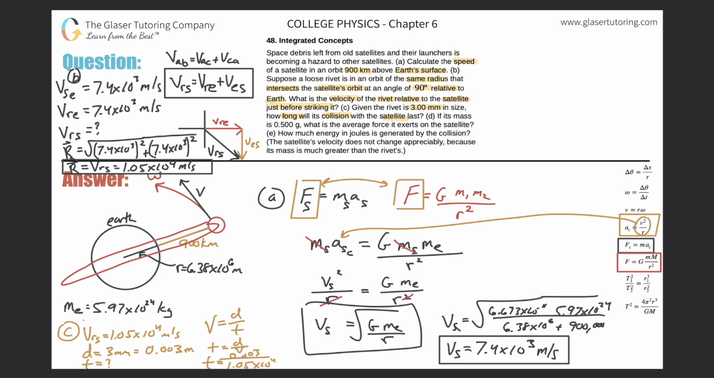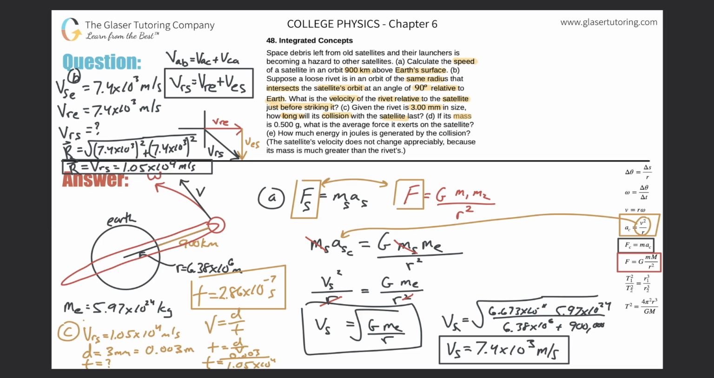And I'm going to put the time right above here. All right. So 0.003 divided by 1.05 times 10 to the fourth, and we get a value of 2.86 times 10 raised to the negative 7, and that's in terms of seconds. All right, letter C is done. Let's keep going. Letter D.